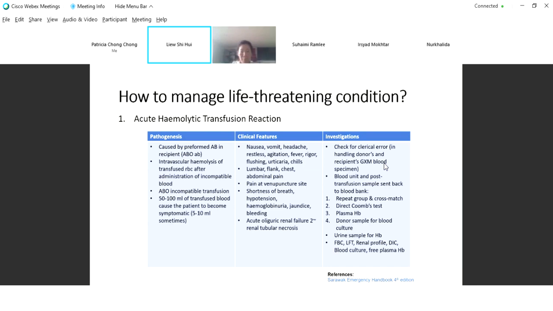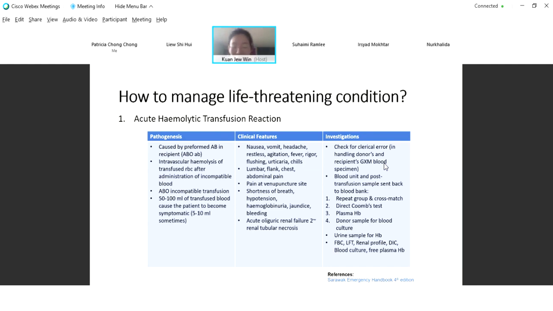They may also experience acute oliguric renal failure secondary to renal tubular necrosis. So for the investigation, we must first check for clerical error, meaning in the handling of the donor's and also the recipient's group and cross-match blood specimen. So the blood unit and also the post-transfusion sample must be sent back to the blood bank. First, we must repeat the group and cross-match again.